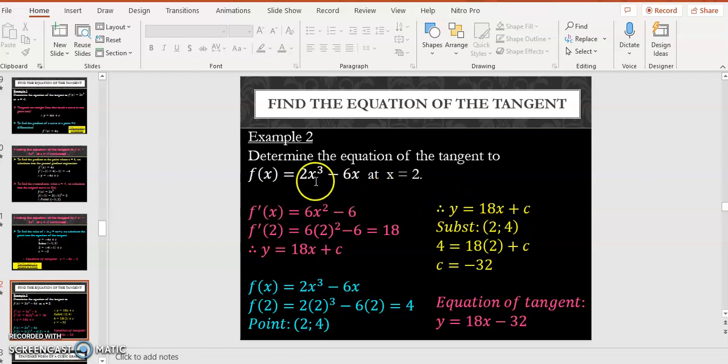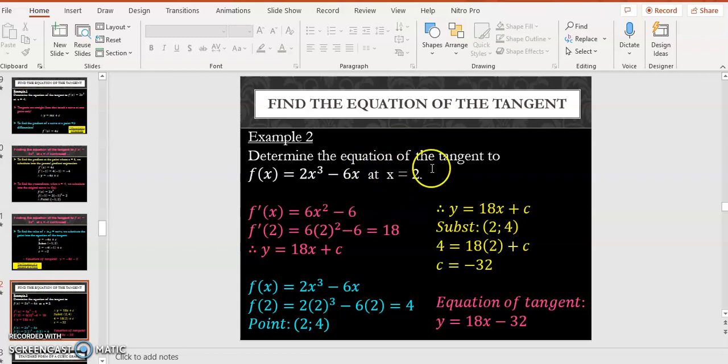So to find the gradient, you find the derivative, the first derivative of the function. So this is the function. How do you find the first derivative? It is 3 times 2, which is 6. 3 minus 1, which is 2. 1 times 6, which is 6. So the minus 1 minus 1 is 0. X to the power 0 is 1. So 6 times 1 is what? 6. So you have minus 6 here.